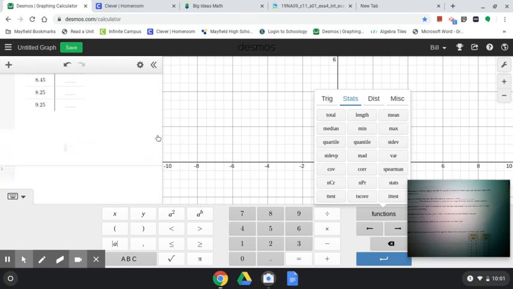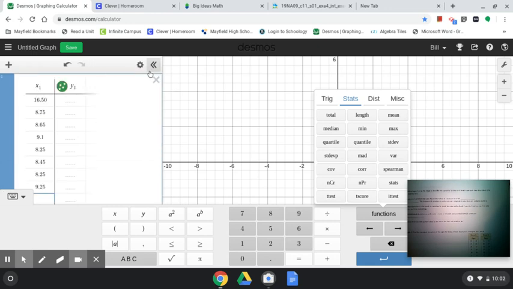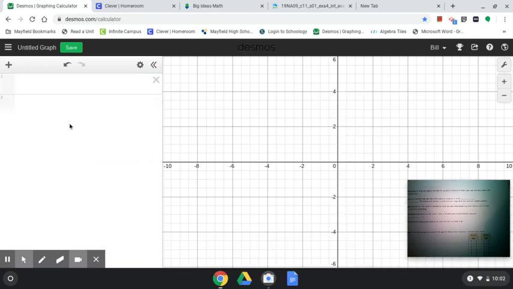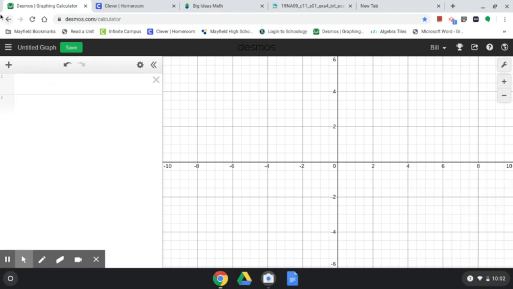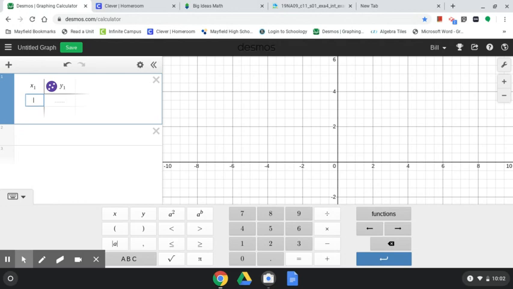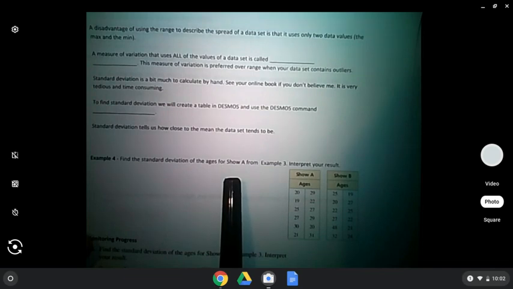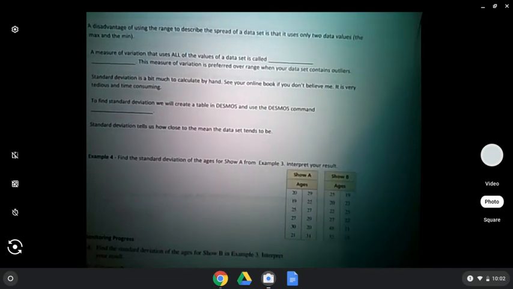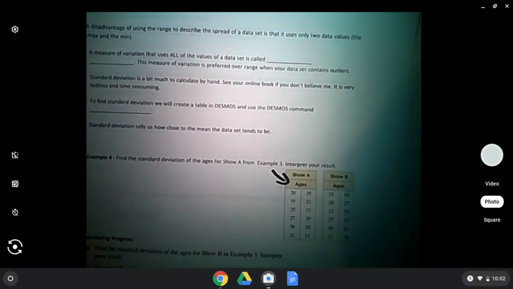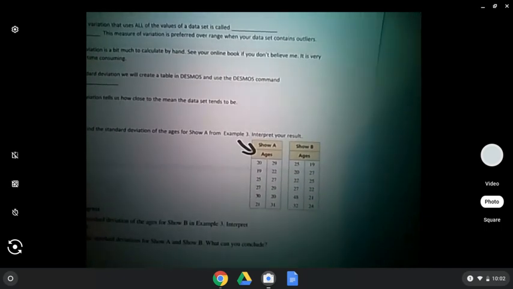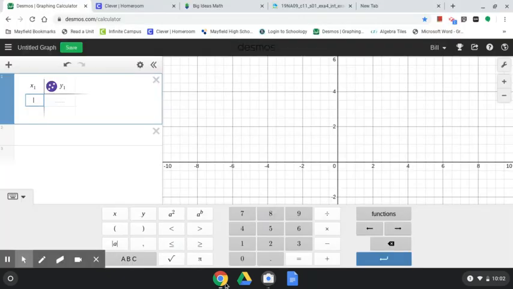Now, there is one thing to remember on Desmos when you do this. It's going to be very important, so please make sure you're paying attention when we go over this. First, we have to put in a table. So if we are going to do monitoring progress, I'm going to switch to the camera again real quick. We're looking at example 4, find the standard deviation for show A from example 3. So we're going to find the standard deviation of this group right here. Okay, so I need to go to Desmos and plug those in.